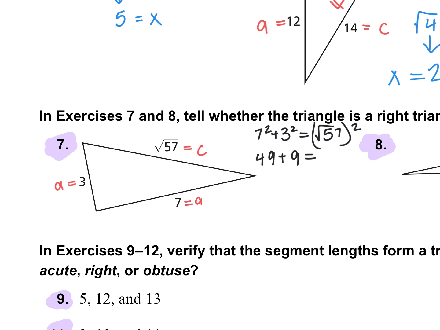Because that's the formula: a squared plus b squared equals c squared. That's why I'm squaring it. So it's just 57. Adding all these together, 49 plus 9, I have 58. Does 58 equal 57? No. So my answer is no. Okay, this is not a right triangle.